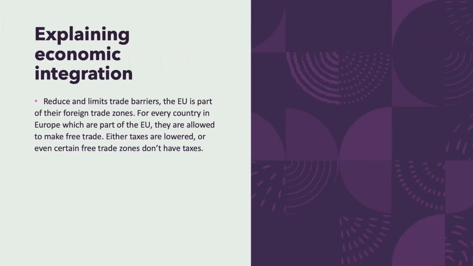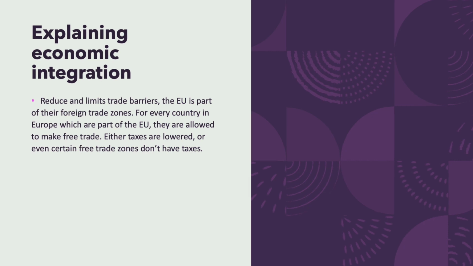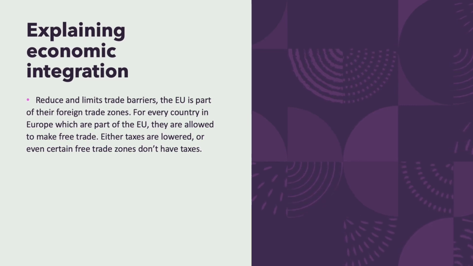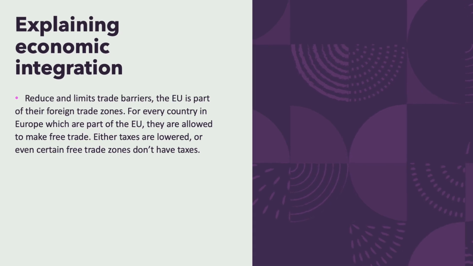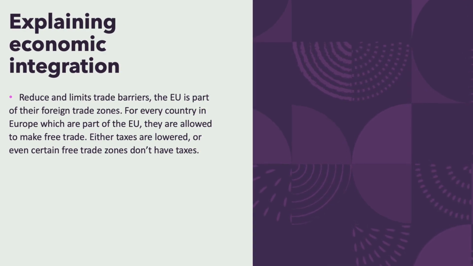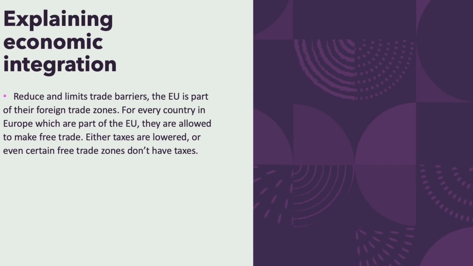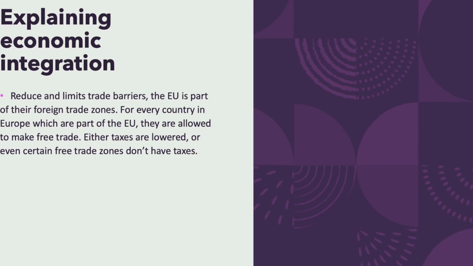Explaining economic integration. It reduces and limits trade barriers. The European nations are part of foreign trade zones. Every country in Europe that is part of the European Union is allowed to make free trade. Either taxes are lowered or certain free trade zones don't have taxes at all.